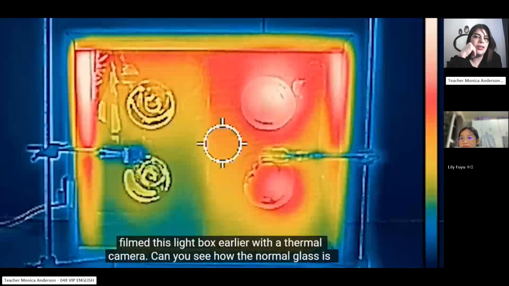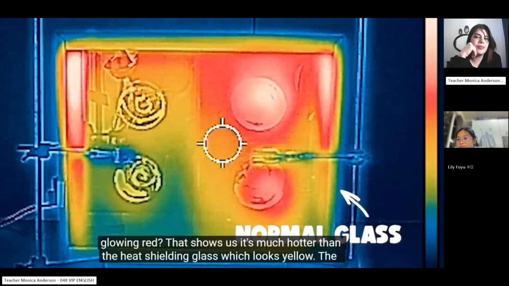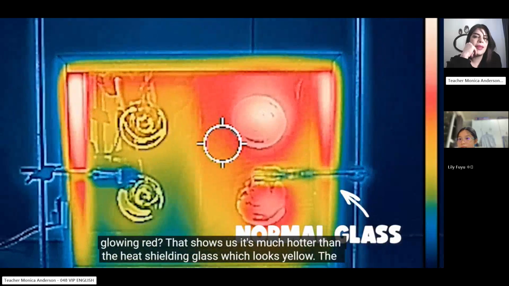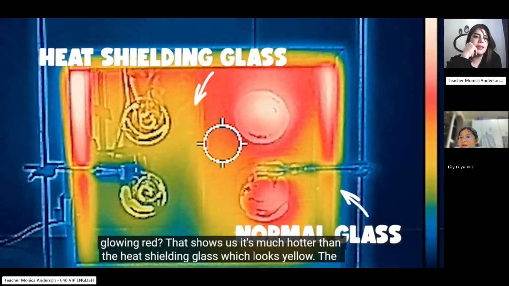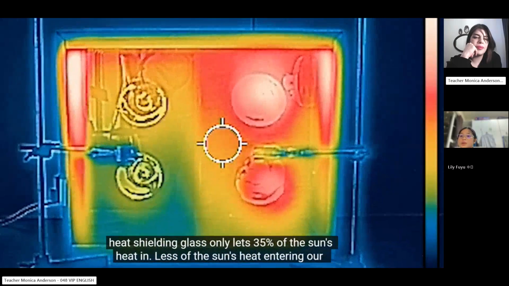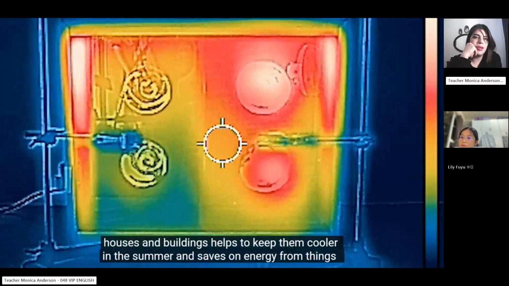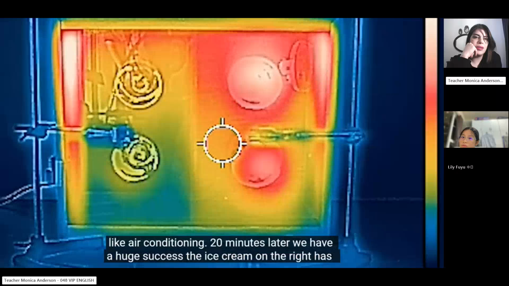We filmed this light box earlier with a thermal camera. Can you see how the normal glass is glowing red? That shows us it's much hotter than the heat shielding glass, which looks yellow. The heat shielding glass only lets 35% of the sun's heat in. Less of the sun's heat entering our houses and buildings helps to keep them cooler in the summer and saves on energy from things like air conditioning.